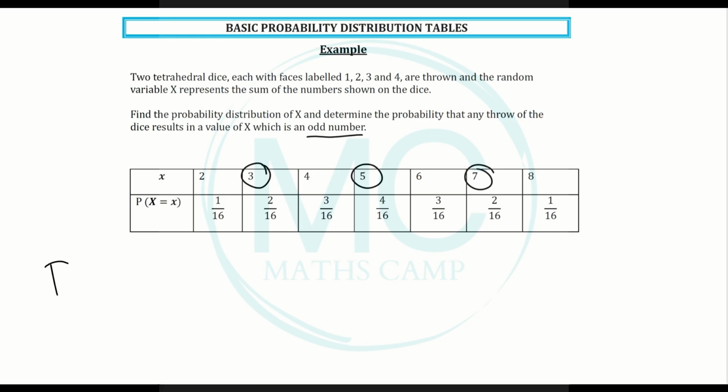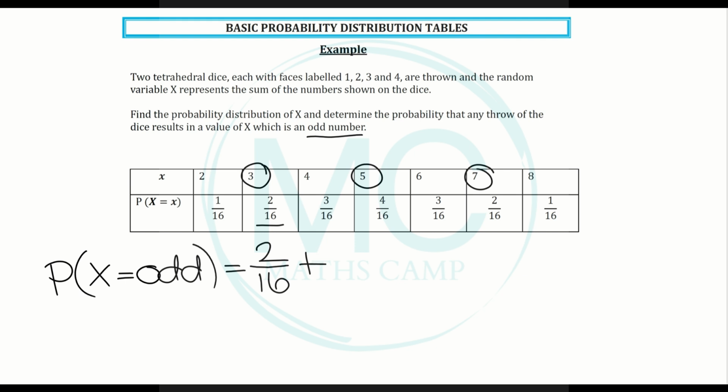So I can say the probability that x is odd is equal to probability that x is 3, 2 over 16, plus probability that x is 5, 4 over 16, plus probability that x is 7, 2 over 16. All of my fractions have the same denominator, so it makes this easier to add. 2 plus 4 is 6, plus 2 is 8. I get 8 over 16. Let's simplify, and we get an answer of 1 over 2.